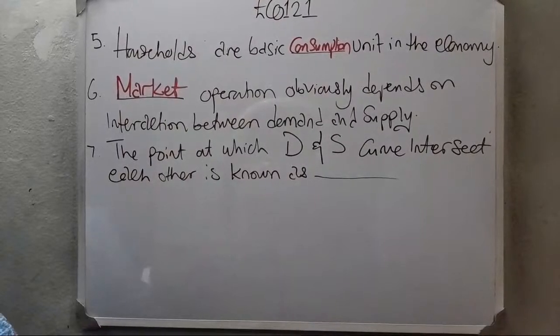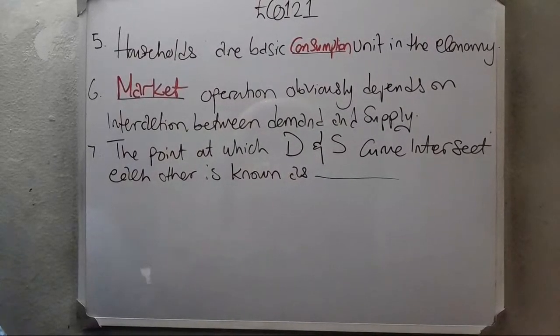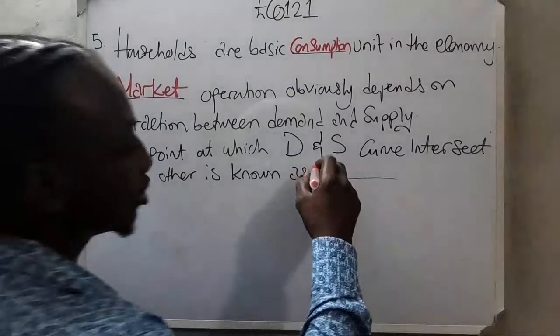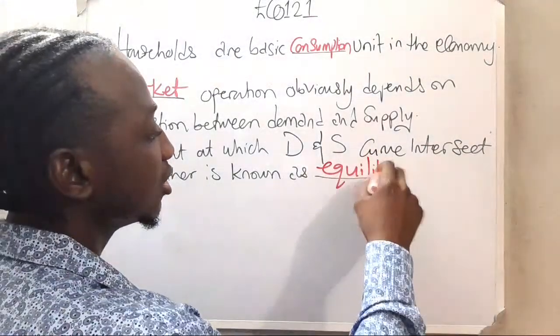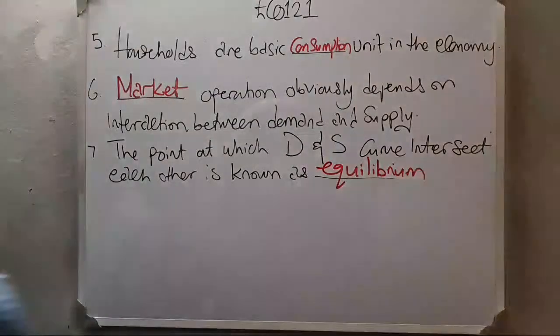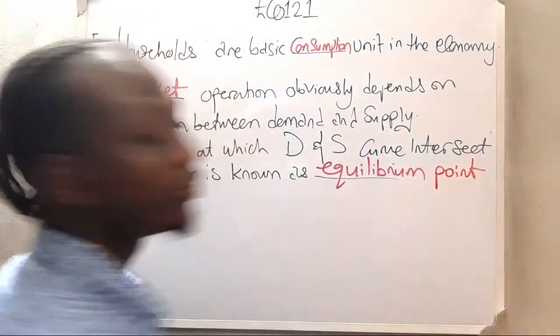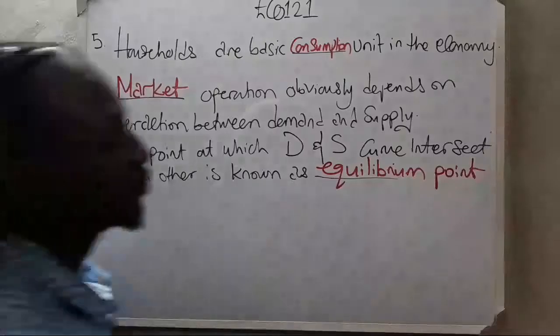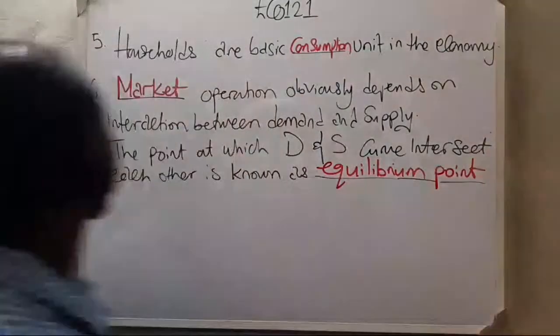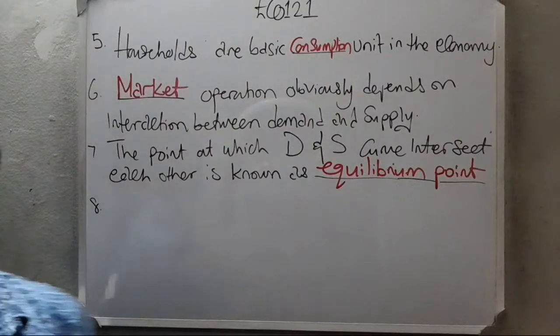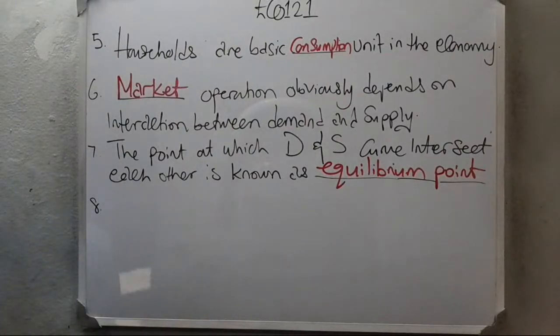Now, wonderful. We have equilibrium. Equilibrium point. Wonderful. Now we have question 8. Now let's take this question.